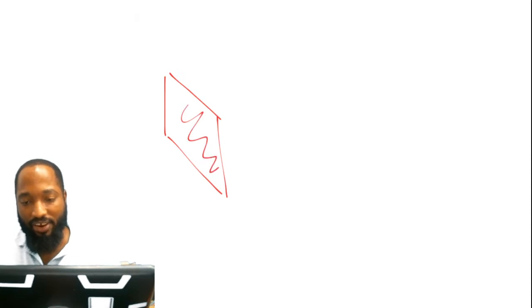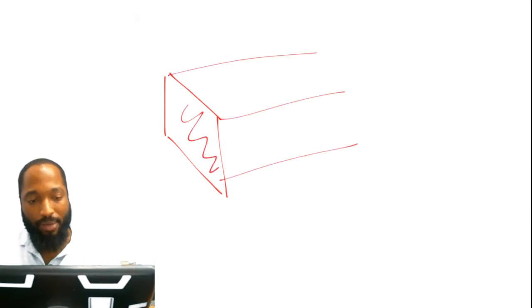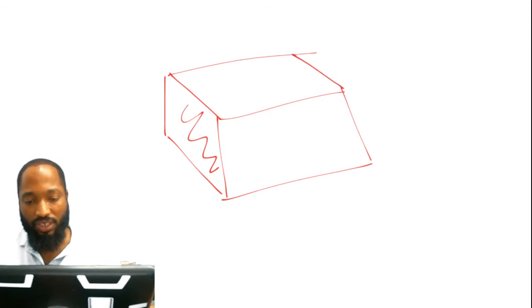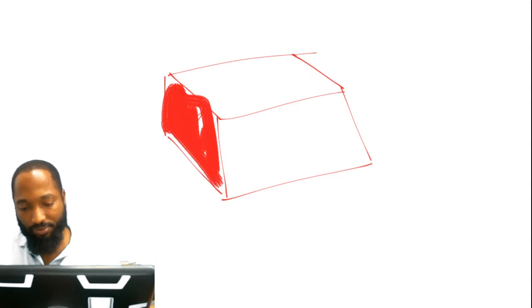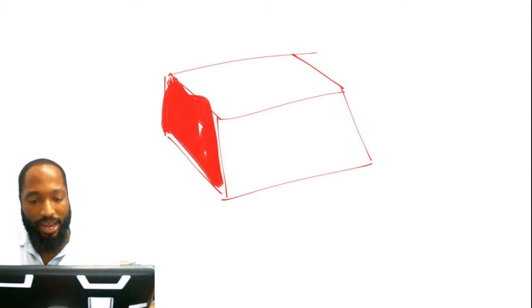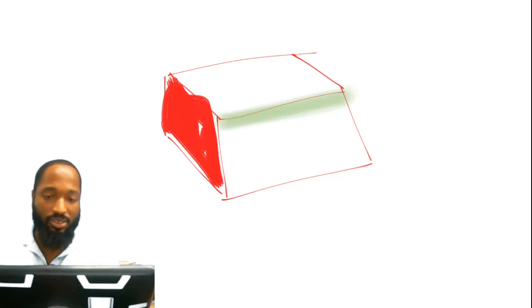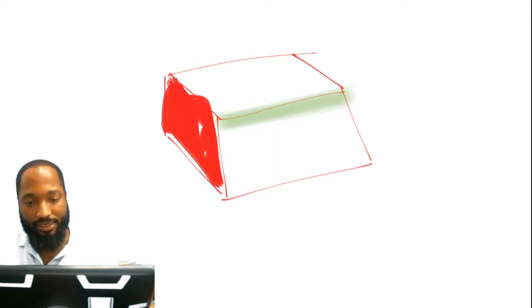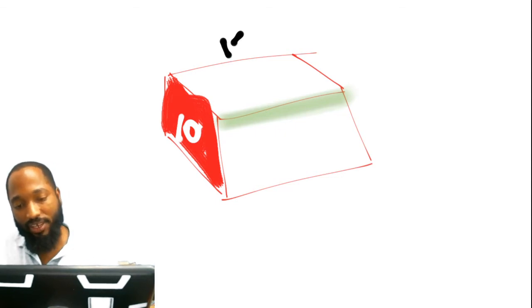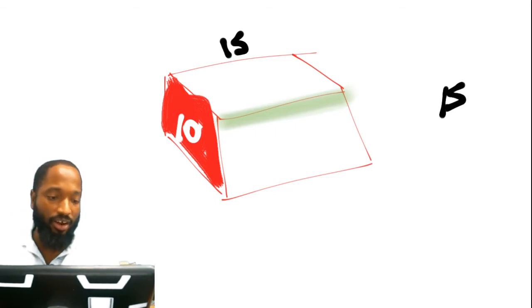Once you find the area, you just need to multiply it by the length, and I did this in the crash course. Once you have the area here, you just multiply that by the length. So if the area here is like 10 cm squared, and the length was 15, you'll get 150 cm cubed as the volume.